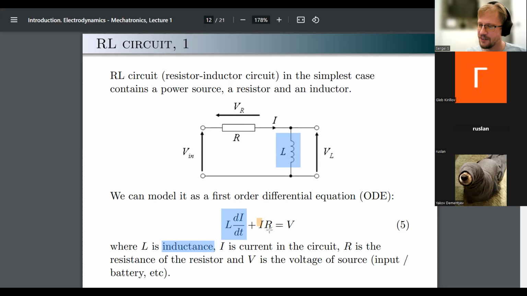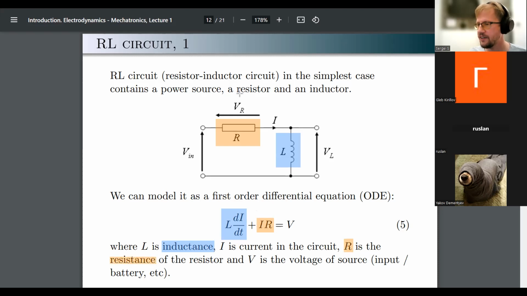This part describes the voltage across the resistor. Notice here you see the familiar expression I times R. This comes from Ohm's law. If you remember, Ohm's law tells you that the voltage across the resistor, or conductor, is equal to the current flowing through it times the resistance. That's Ohm's law. R here is the resistance.